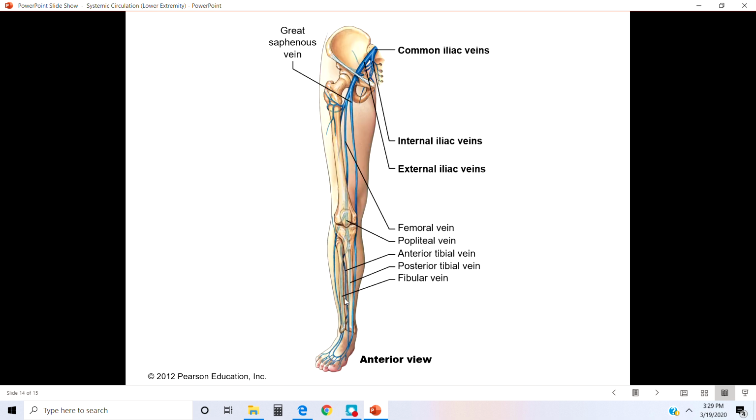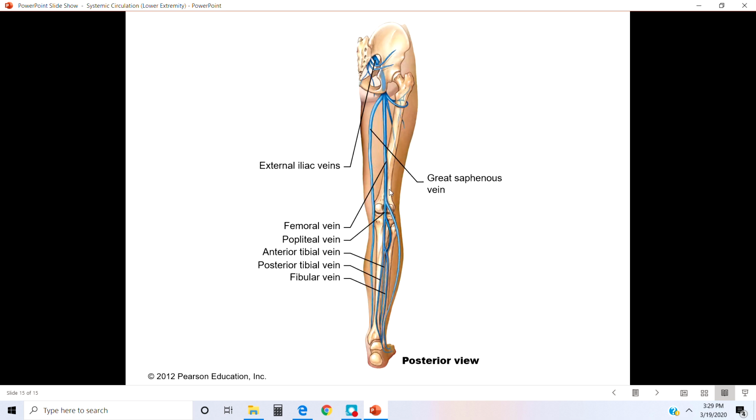The second vein is called the lesser or the small saphenous vein. This starts on the lateral malleolus out here. That's this one. And then it's going to dump into the popliteal vein. You can see it behind the knee there. It's kind of watermarked behind the knee. That's going to be the lesser saphenous vein. So great saphenous vein, lesser saphenous vein.